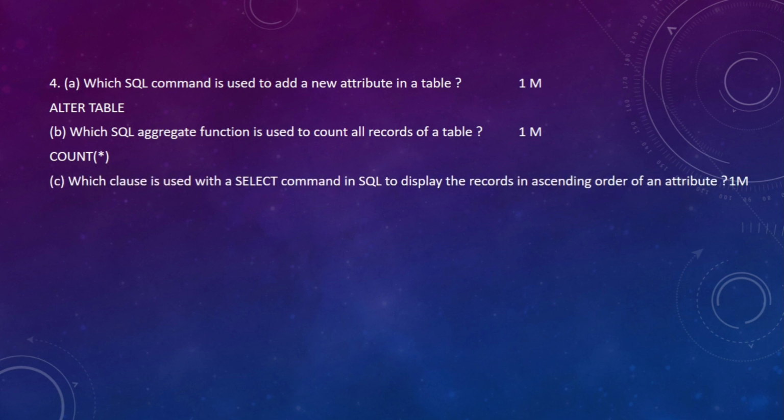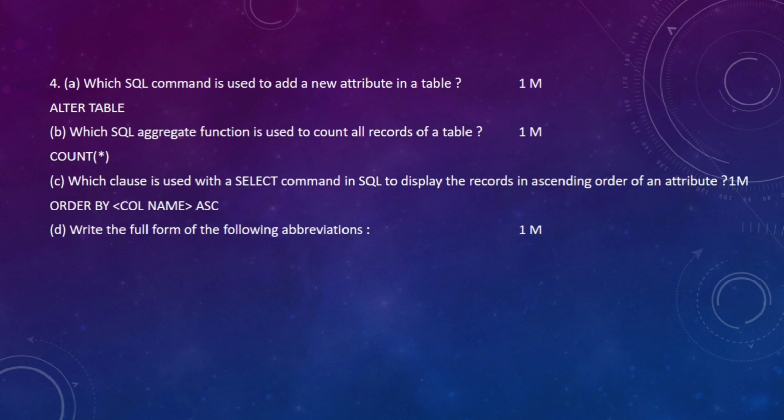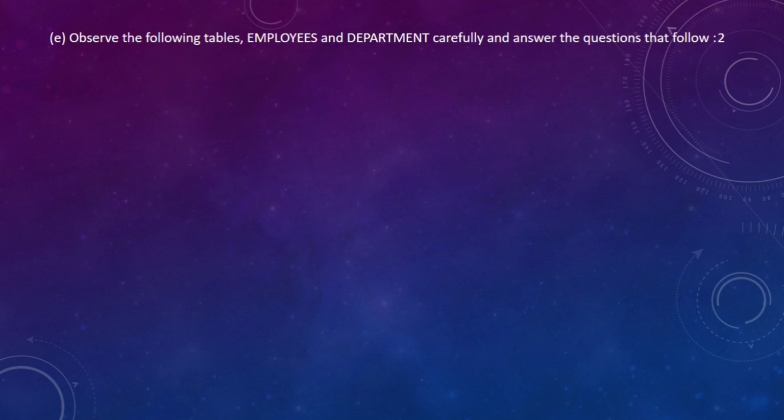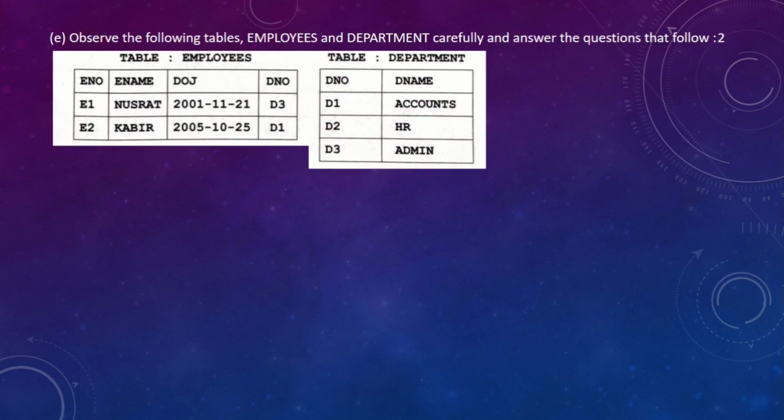Which clause to display the record in ascending order? So order by, then column name, and then ASC is optional. If you want descending order, then DESC is compulsory, but for ascending order, ASC is optional. Full form. So DDL, data definition language, DML, data manipulation language. Observe the following tables, employee and department carefully and answer the questions that follow.